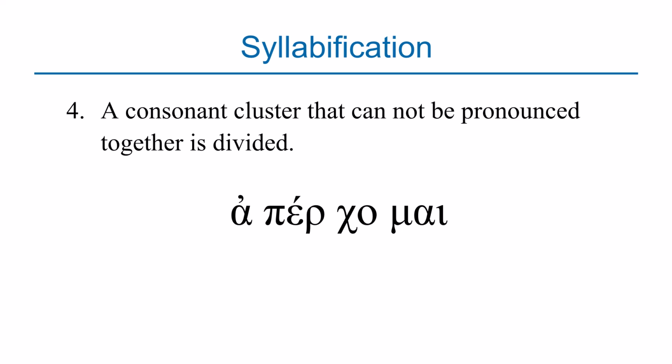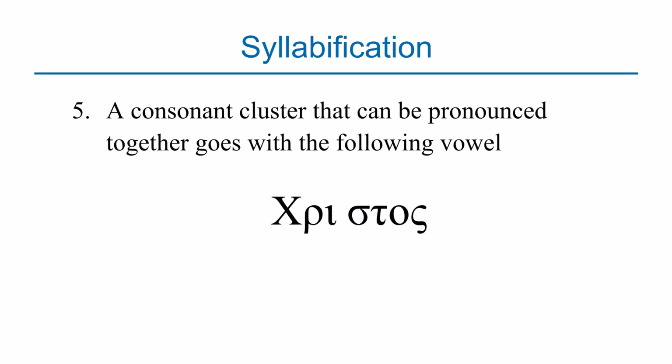So you split between the two. Let's go to rule number 5. Rule number 5 says a consonant cluster that can be pronounced together goes with the following vowel, goes with the next vowel. Let's look at our Greek example.